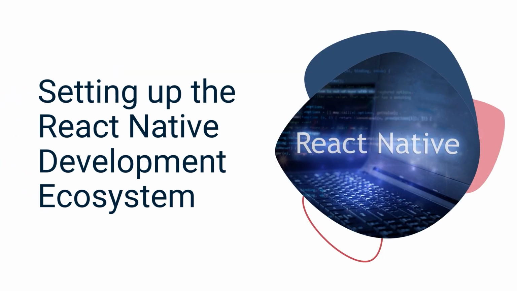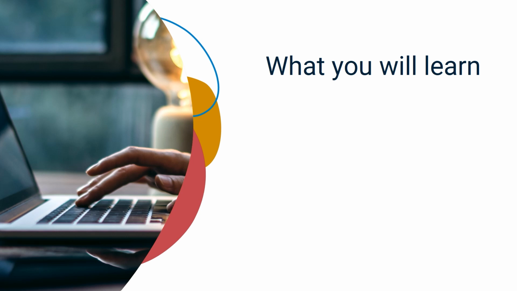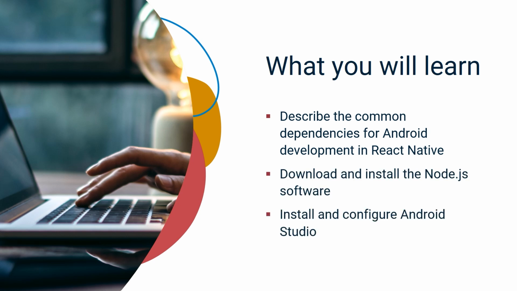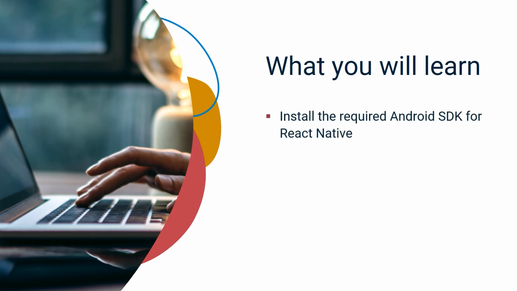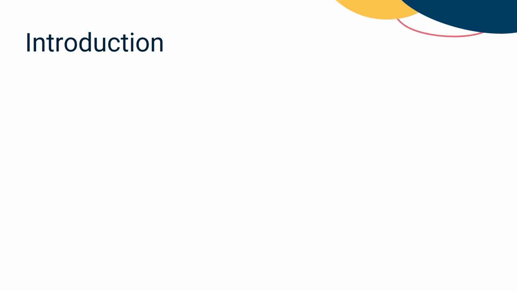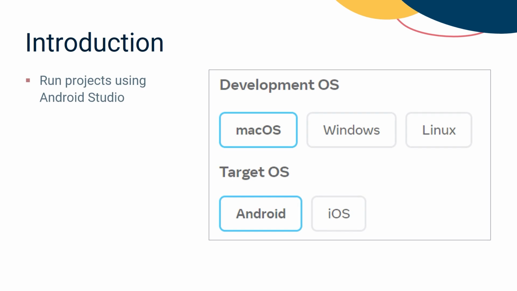Welcome to setting up the React Native development ecosystem. After watching this video, you will be able to describe the common dependencies for Android development in React Native, download and install the Node.js software, install and configure Android Studio, install the required Android SDK for React Native, and configure the ANDROID_HOME environment variable. In this video, you'll learn how to set up your development environment for React Native so that you can run your project using Android Studio.